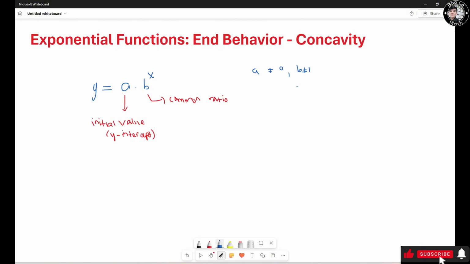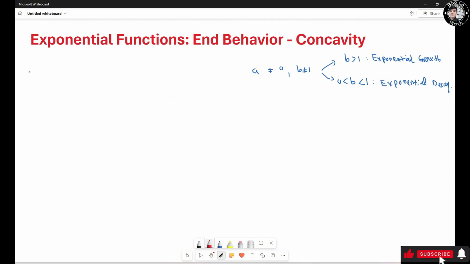Alright, so we have two different cases. If b is greater than 1, this is exponential growth. If b is greater than 0 and less than 1, this is exponential decay. Now we have four different cases. The first case: a greater than 0, b greater than 1. This is exponential growth, so the function rises from left. So it's going to be something like this.